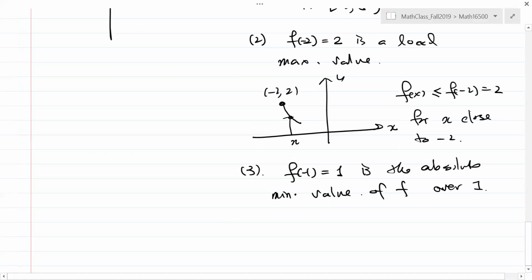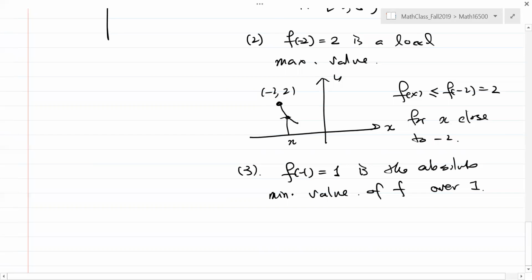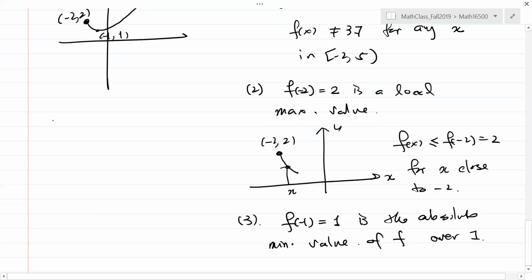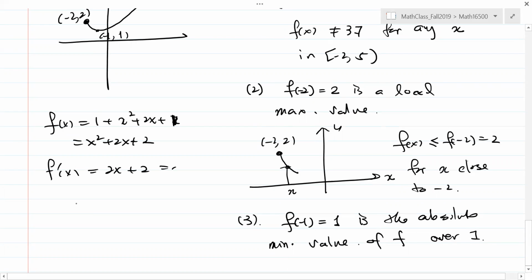Okay, what we did here is, let's look at this. We calculate f of x. It's 1 plus x squared plus 2x plus 1, so it's going to be x squared plus 2x plus 2. So you find the derivative. It's 2x plus 2. You set this to be 0, x is going to be -1. So this is a critical number. So there's a possibility there is a local maximum or minimum value somewhere.